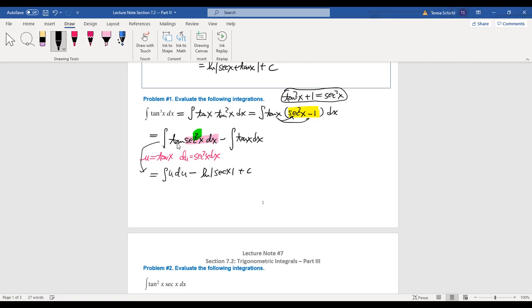Now we just need to integrate the u. So this will be u squared over 2 minus natural log of secant x plus c. And what is u here? It is the tangent. So this will be tangent square x over 2 minus the natural log of secant x plus c. All right, so that is one of the applications.